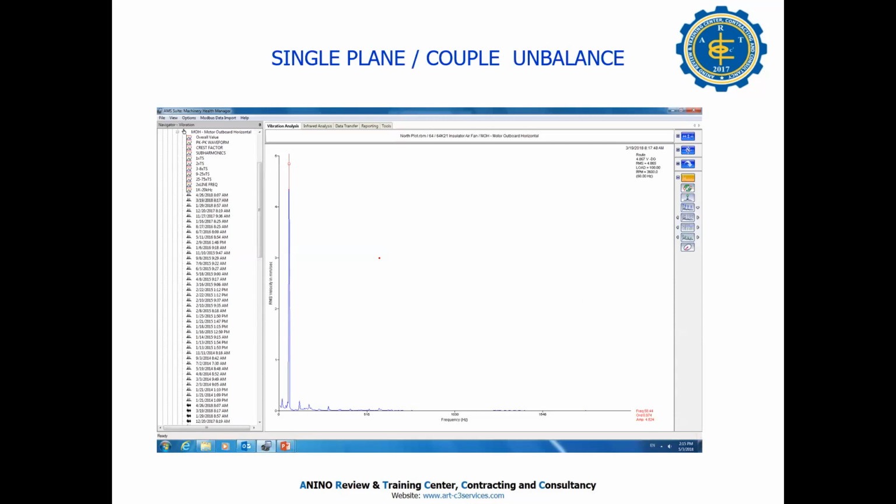See this one. What is this one? Insulator fan. See? In our CSI, 64K21 insulator air fan. Okay, this one, high 1X. So that's to prove that if there's unbalance, the 1X is very high.